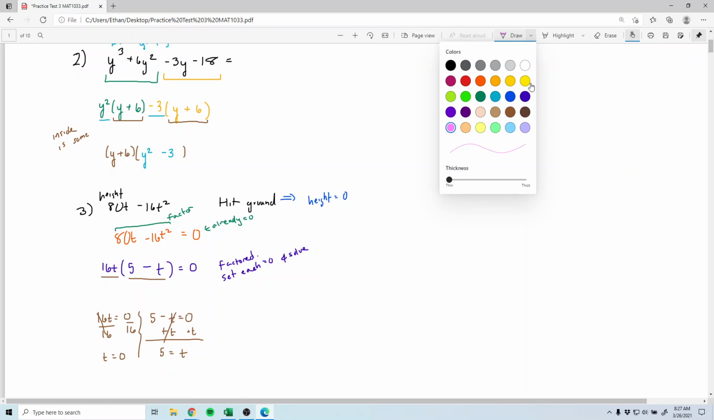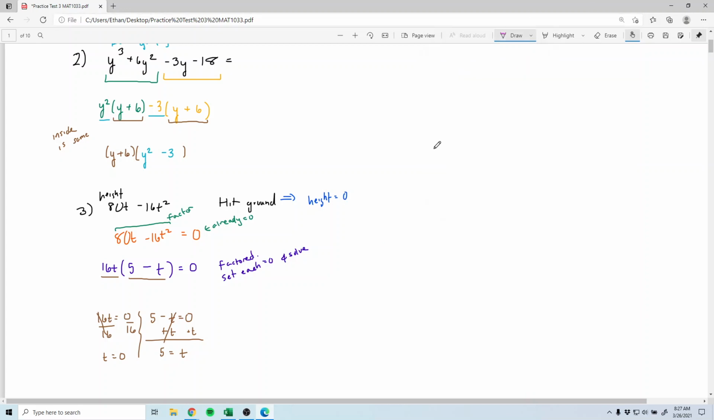Now this is a problem where there should only be one answer, because the question was how long until the debris hits the ground. Since t represents time, t can't be 0, so it has to be the 5.